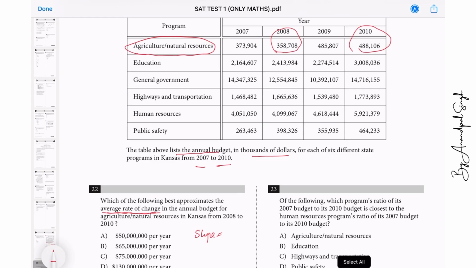It means we can write these 2 points as 2008, 358,708, and 2010, 488,106. So just apply the slope formula. It is the difference between the y coordinates divided by the difference between the x coordinates. So when I do that, what I will write? I will write 488,106, I'm using my calculator right now, minus 358,708. So the difference is 129,398. And divided by x2 minus x1, that is 2010 minus 2008, that is divided by 2.